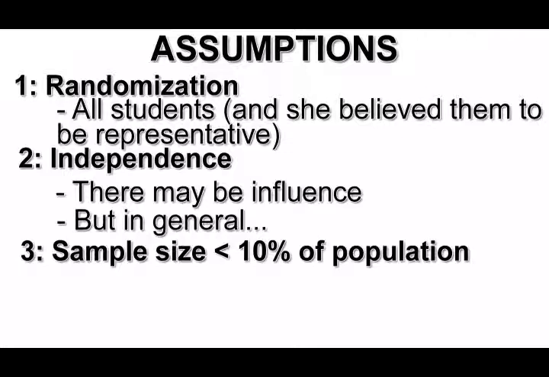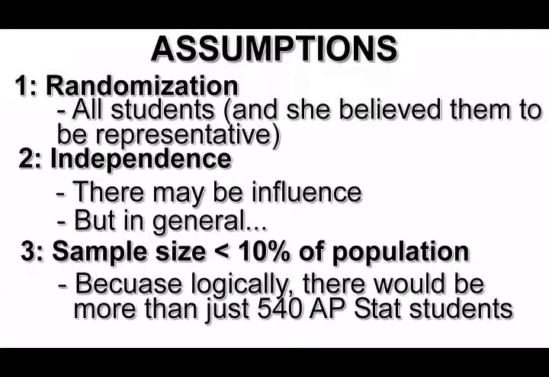Generally, one can make a logical assumption in this situation, as with our problem. We can logically conclude that 10% of the total population of AP Stat students is far greater than 54. Or in simpler terms, the population itself is greater than 540, as 10% of 540 is 54, our sample size.